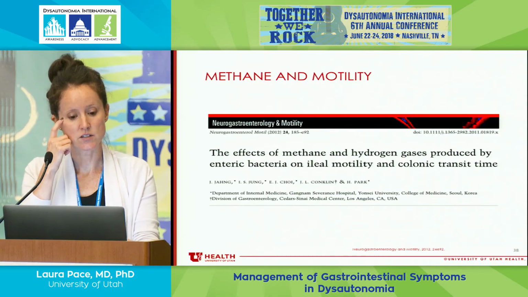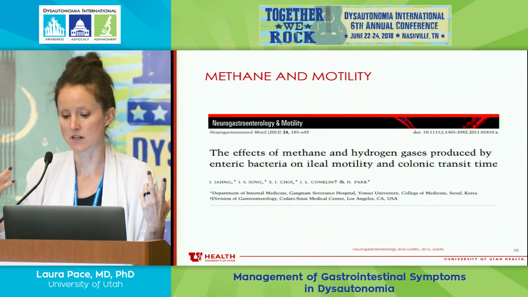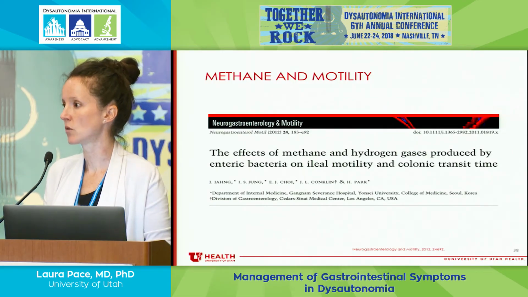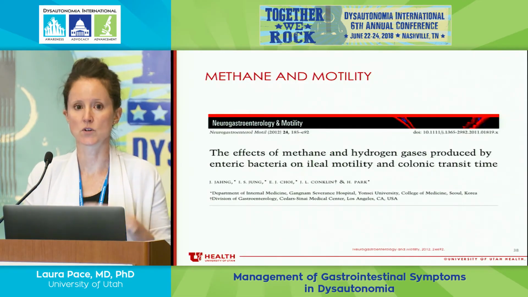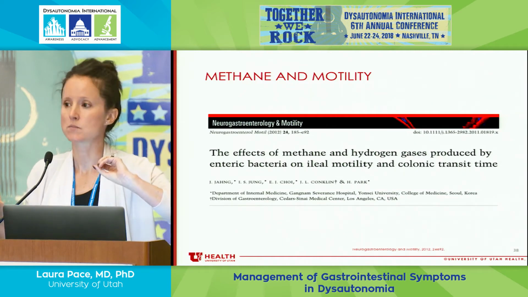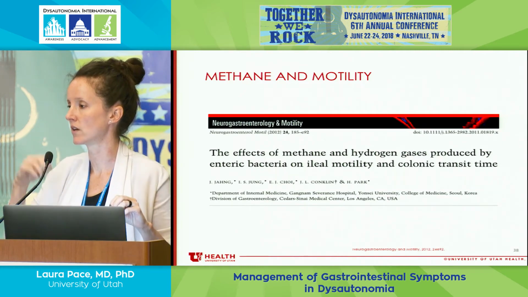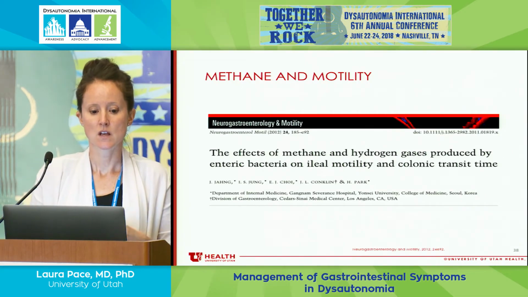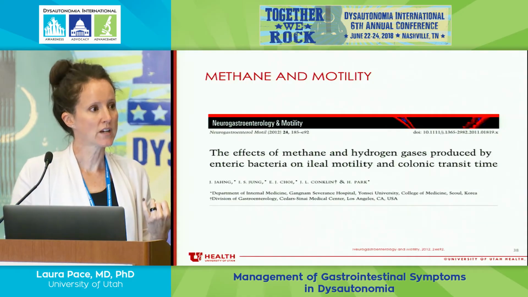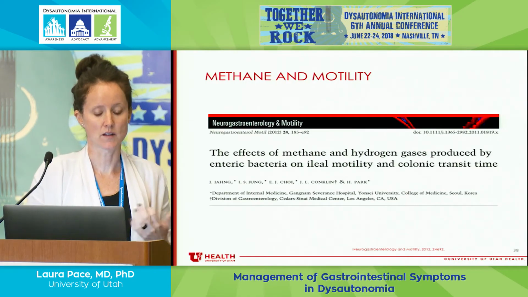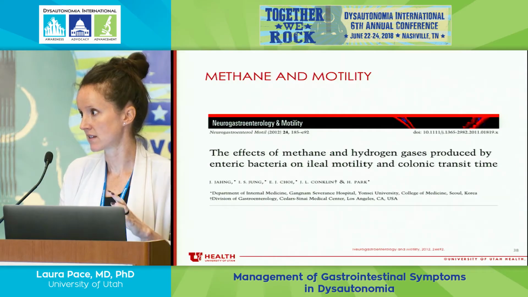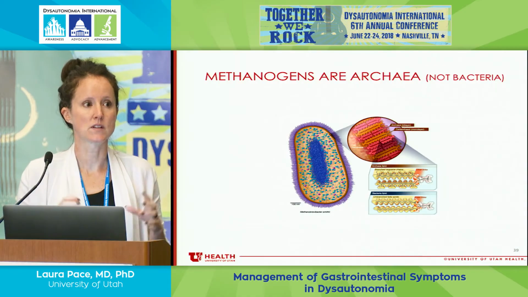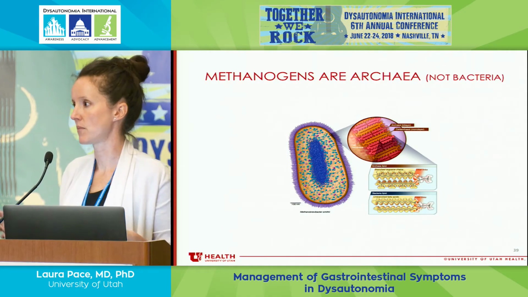I'm going to draw your attention to this paper. I'm not going to show you any data from it, but I'm going to tell you what they did. They looked at gastrointestinal motility in individuals with normal baseline who they exposed to elevated hydrogen or elevated methane. And what they found was that elevated methane levels slowed gastrointestinal motility significantly. And the reason that I think this designation is important is that the organisms that produce methane are not bacteria.